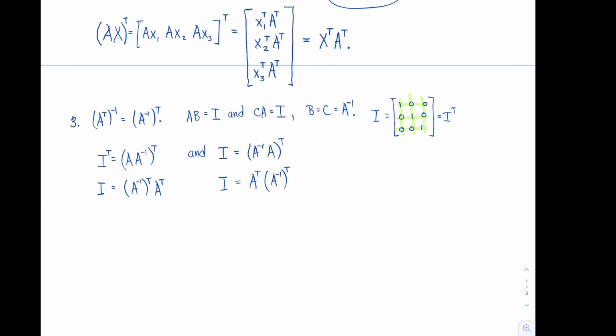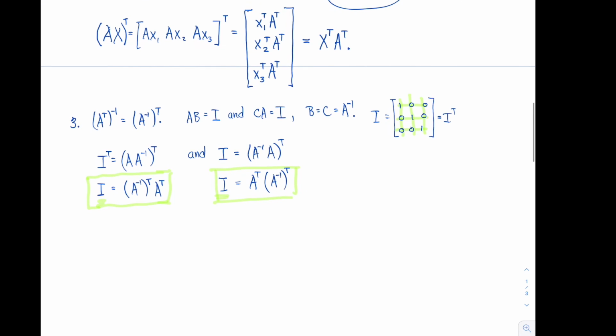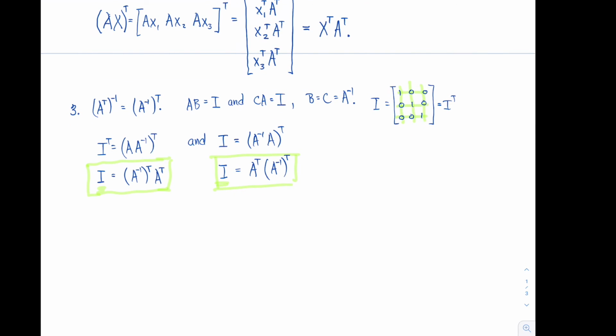Well, wait a minute. These both equal I, so since both of these equations are equal by the I's, we can set the right-hand sides equal to each other. So what does this say? This says that A inverse transposed times A transposed is equal to A transposed times A inverse transposed.